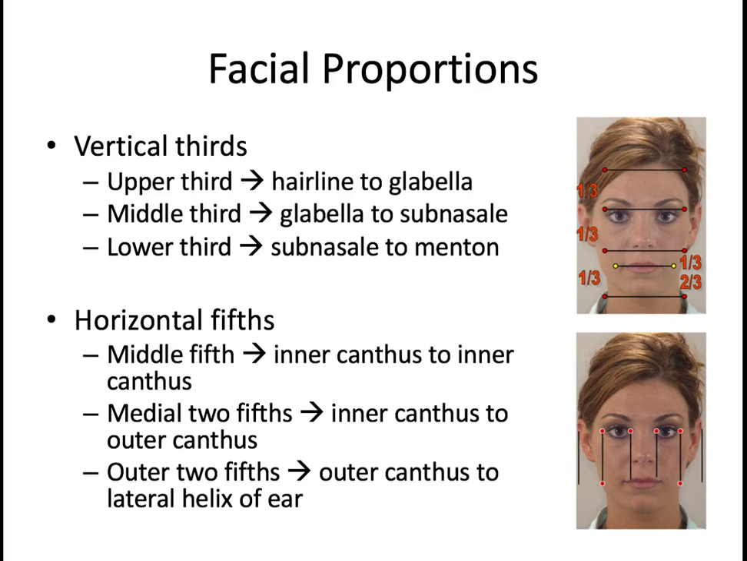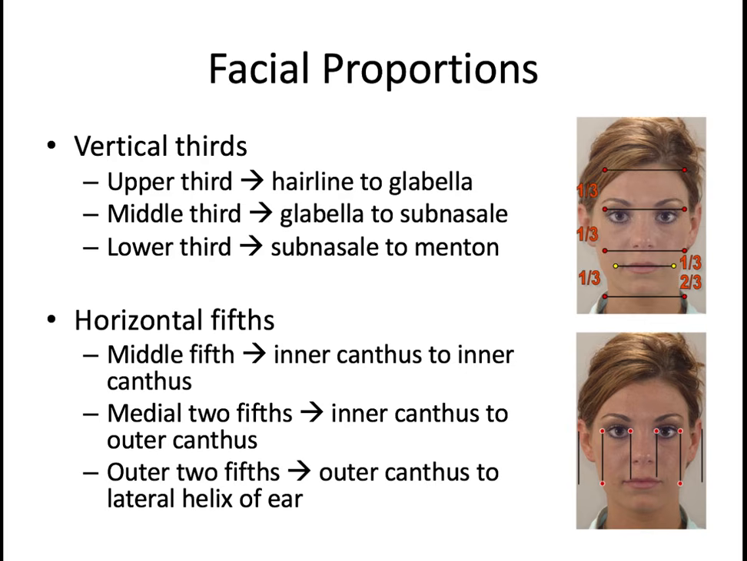In a horizontal dimension, we can break the face into transverse fifths, so 5 roughly equal regions. And this is when it gets really cool. The middle fifth goes from inner canthus to inner canthus. Canthus means corner of the eye. The medial 2/5 go from inner canthus to outer canthus, so for her right and the left. And then the outer 2/5 go from outer canthus to the lateral helix of the ear, the outermost portion of the ear.